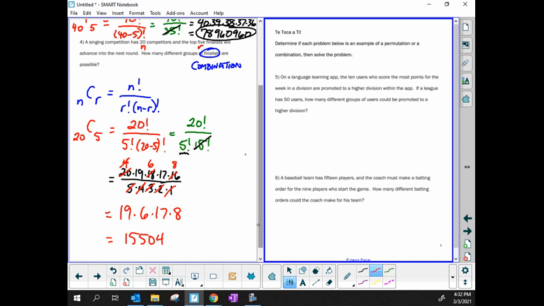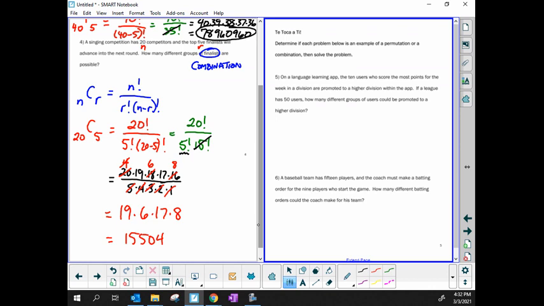All right, number 5. Says on a language learning app, the 10 users who score the most points for a week in a division are promoted to a higher division within the app. If a league has 50 users, how many groups of users could be promoted to a higher division? Okay. All right, so we're picking a group of 10 users to move on to the next round. Now, in that group, it's not like one gets something different. They all get moved up. So if I say the same 10 people in a different order, is that a different group? No. The same 10 people in a different order would still be the same group that moves on.